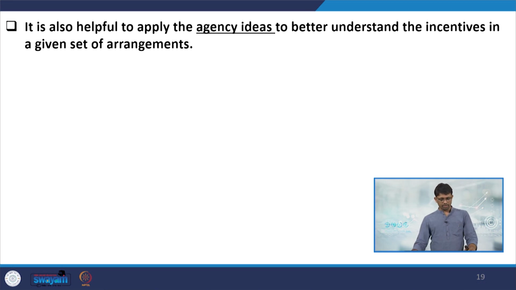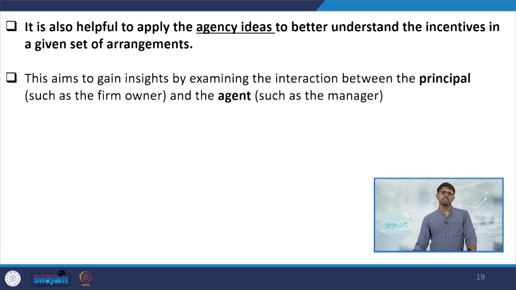Okay. And it is also helpful to apply the agency ideas to better understand the incentives in a given set of arrangements. This aims to gain insights by examining the interaction between the principal and the agent, where the principal is considered to be the owner, whereas the agent is the manager. We usually read of the principal-agent problem in the valuation of any services, but largely the owners have little idea about the functioning, though most of the valuations are actually observed by the agent.